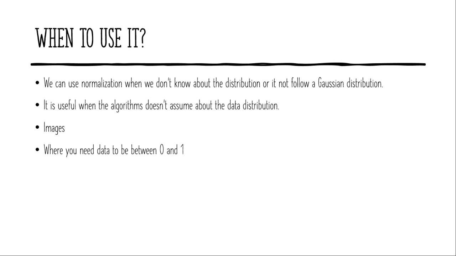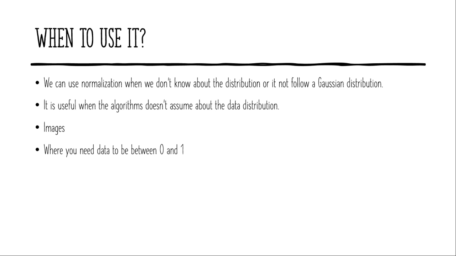Or we also use minimax scaling for images, where we will be converting the values of images to between 0 and 1. So if you consider CNN algorithms, we definitely convert all the image values to lie between 0 and 1.